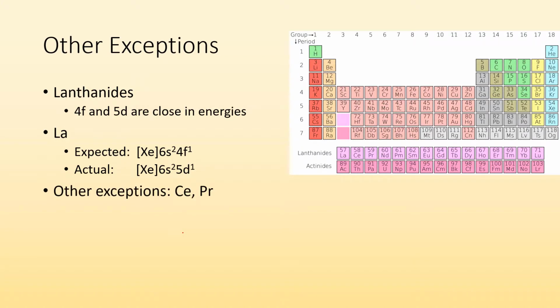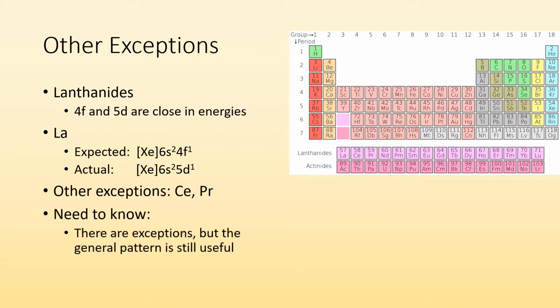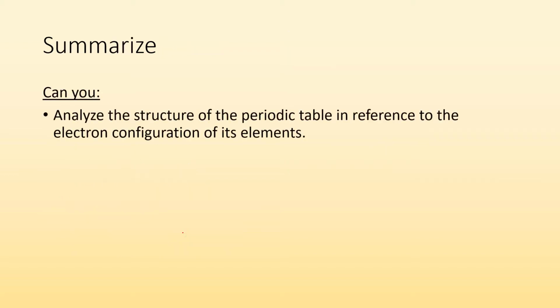So there's a couple other exceptions, but what you really need to know is that there are exceptions, but the general pattern is still very useful. So yeah, to summarize: can you analyze the structure of the periodic table in reference to the electron configuration of its elements? I hope so. Okay, bye.